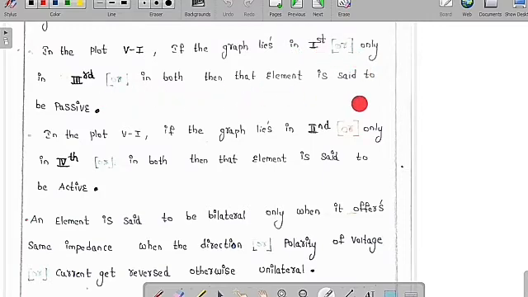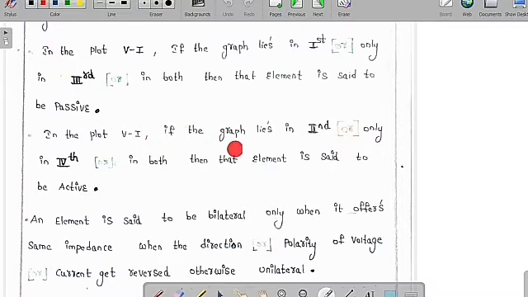In the VI plot, if the graph lies only in the first or only in the third quadrant, or in both, then the element is said to be passive. If the graph of VI of any element lies in either 1 or 3 or both, the product of voltage and current is always positive. So it is always going to accept energy, or dissipate energy. Because of that we say it is a passive element.